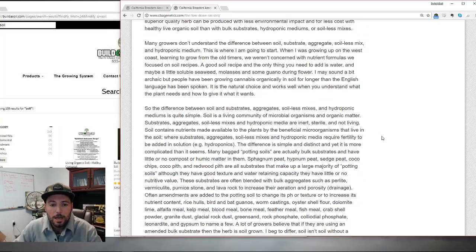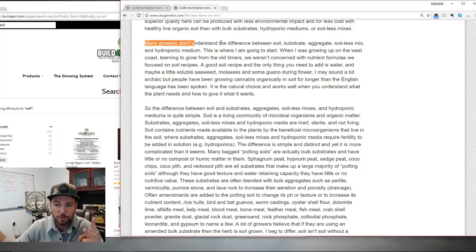Okay? Many growers don't understand the difference between soil, substrate, aggregate, soilless mix, and hydroponic medium. And this is where I'm going to start. This is why I'm reading the article. When I was growing up on the West Coast, learning to grow from the old timers, we weren't concerned with nutrient formulas. We focused on soil recipes. A good soil recipe, and the only thing you need to add is water and maybe a little soluble seaweed, molasses, and some guano during flower. We don't use guano, but I know that he did, and that stems from the past. I'll have a conversation about that in the future, but I still think this is great.